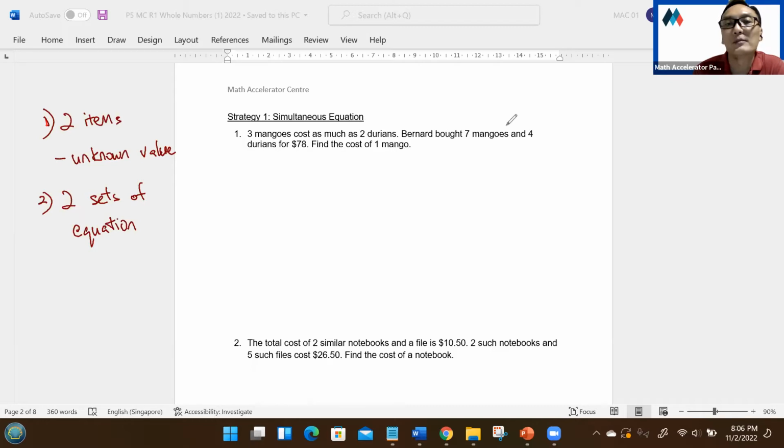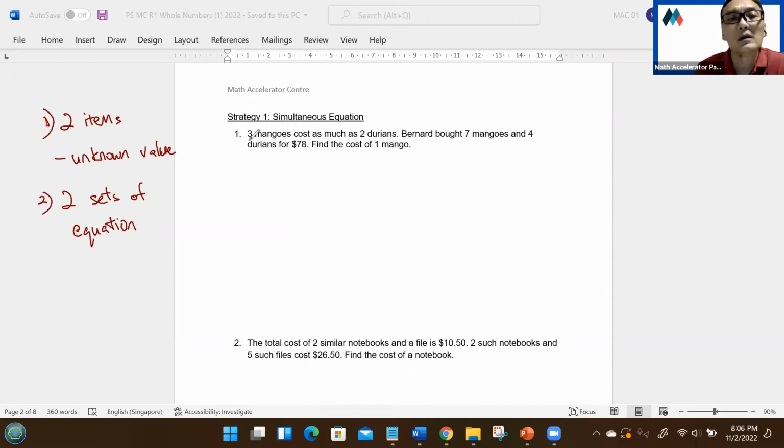Bernard bought 7 mangoes and 4 durians for $78. Find the cost of 1 mango. Okay, we have a question here that says, can there be 3 items with unknown? Yes, of course, you can have 3 or more, but in primary school, normally it's just 2. All right. So now, after I read the question, the next thing is, how do we solve this, right?